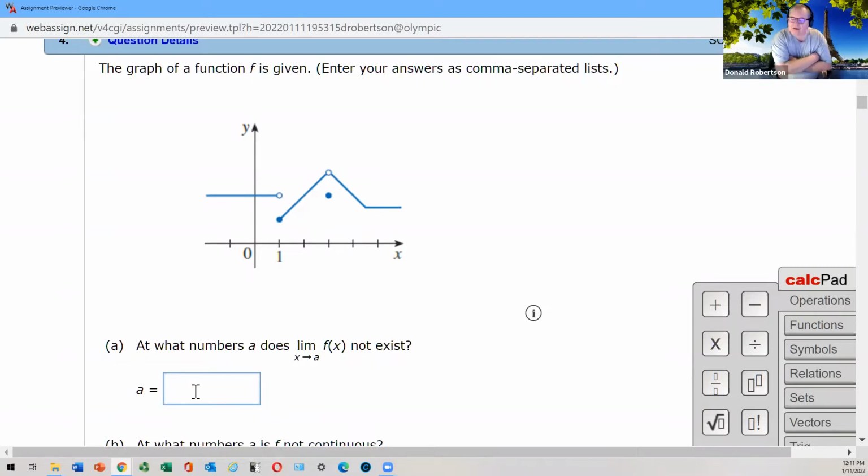If you do 1, isn't the left limit, I'll pretend that's 2, and wouldn't you agree the right limit is 1? Would you agree these are different numbers? Right, that's why that's the right answer.